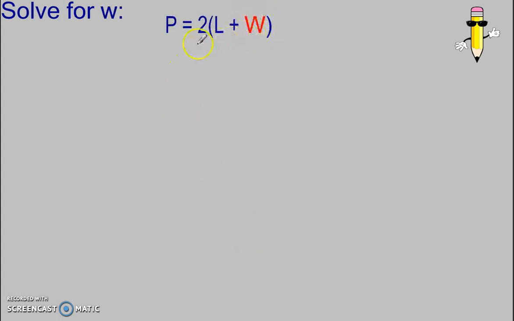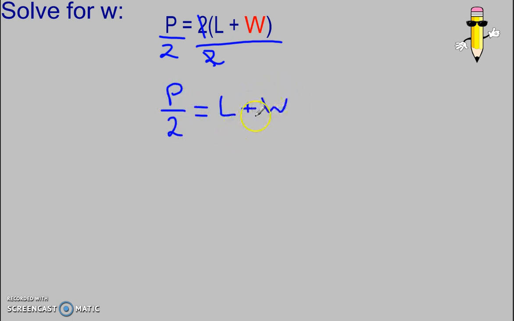Solve for w. Now there's a problem. The w is in parentheses. So the first thing we have to do is get rid of the parentheses. That's a multiplication. If there's no sign between a number and parentheses, that's a multiplication. So I'm going to divide by 2 on this side and divide by 2 on this side. That cancels out the 2. Leaves me with p over 2 is equal to L plus W.